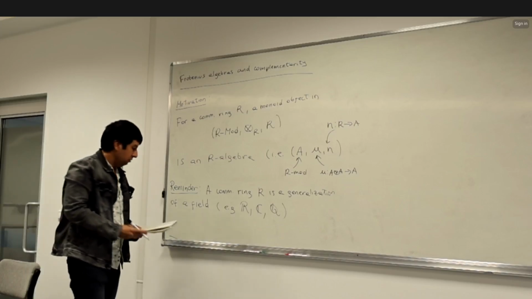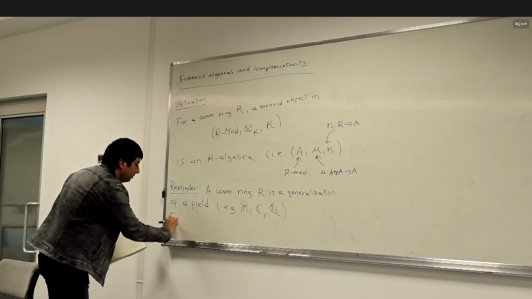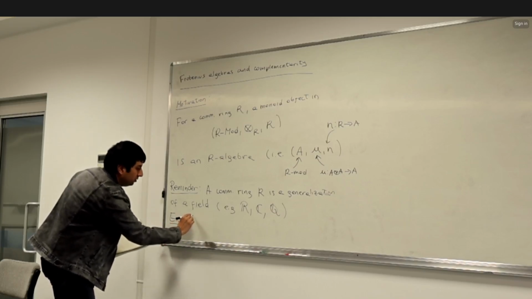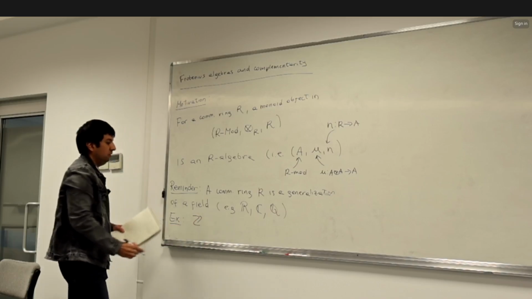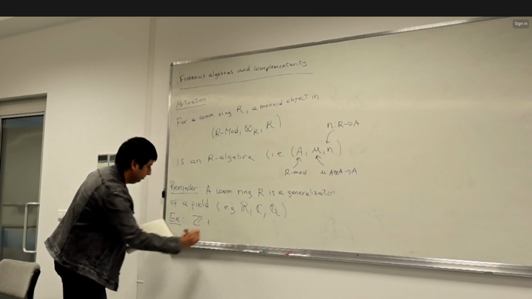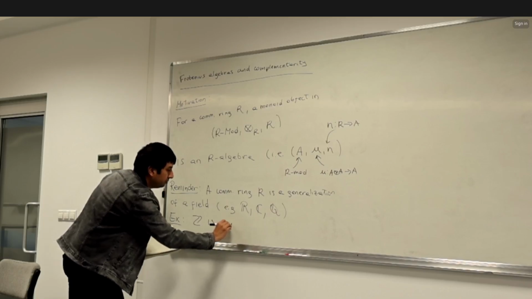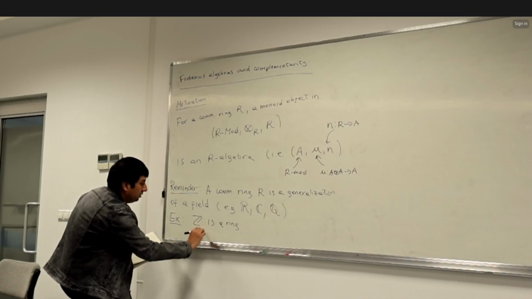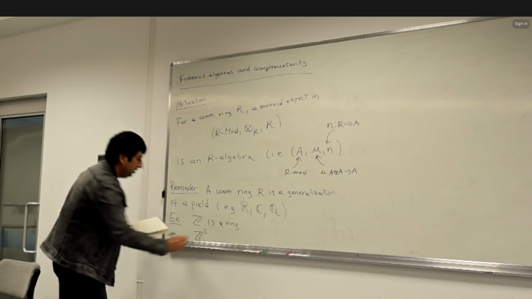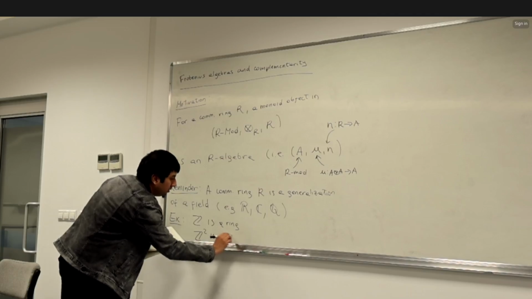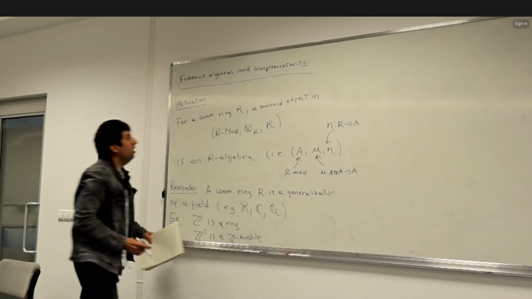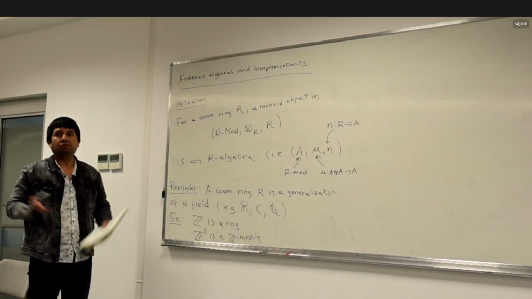So, for example, Z, the integers, is a ring. Z squared, the lattice, is a Z module. So a module is a generalization of a vector space.